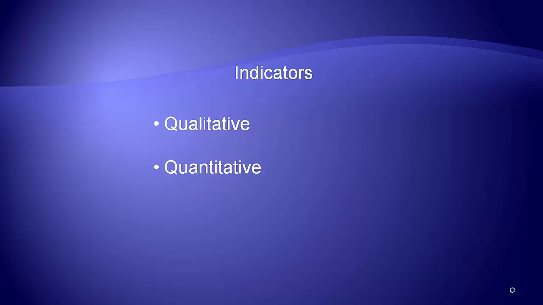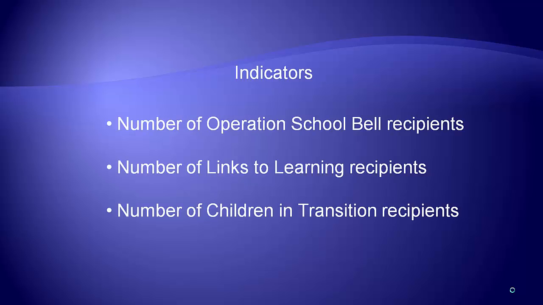Okay, I think this is enough explanation on indicators. We are not in a college course here. Let's focus our attention on a quantitative indicator that all of our chapters have, which is the number of recipients served by our programs. In our Mythical Assistance League of Anywhere USA chapter, we have 3 programs: Operation School Bell, Links to Learning, and Children in Transition. Again, pause the video and you will see that we are simply indicating that our indicators are the number of recipients in each of these programs.